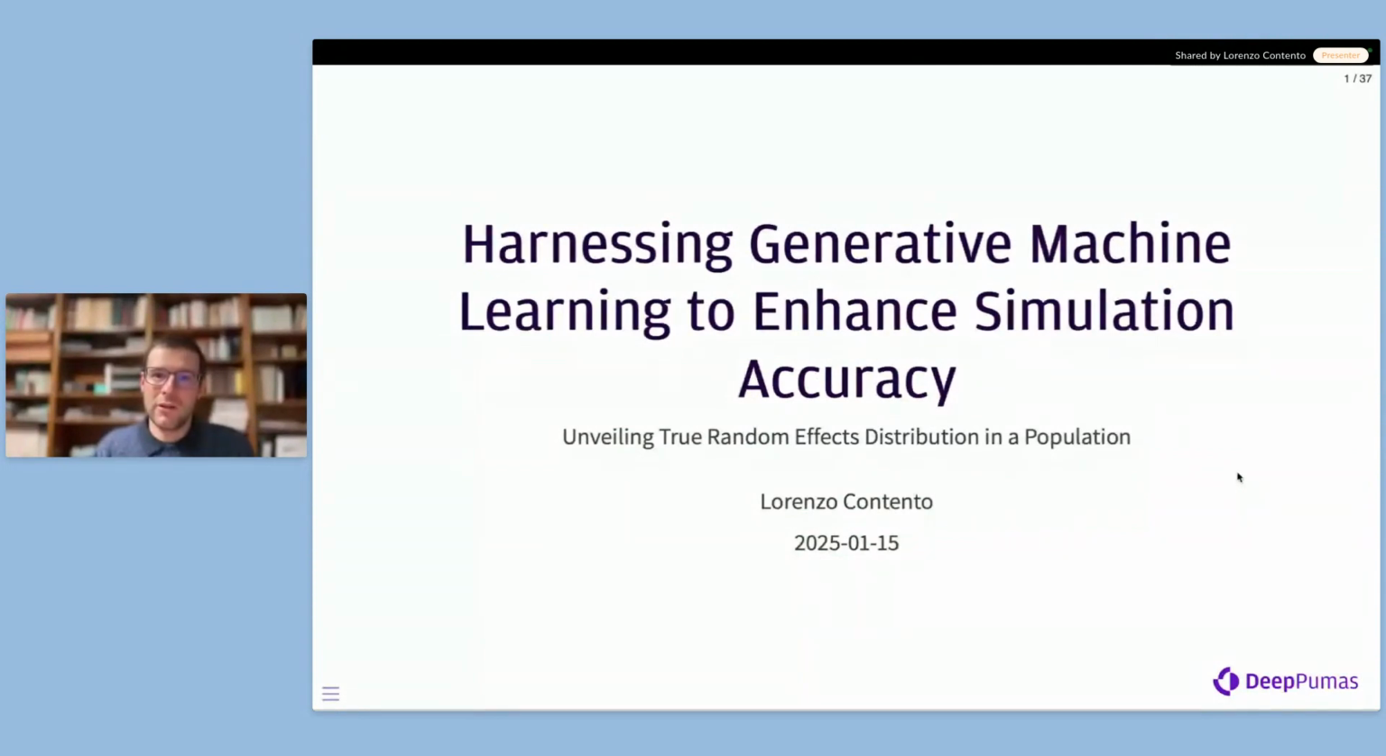And today I will talk about using generative machine learning to enhance simulation accuracy by essentially learning the true random effects distribution in the training population.